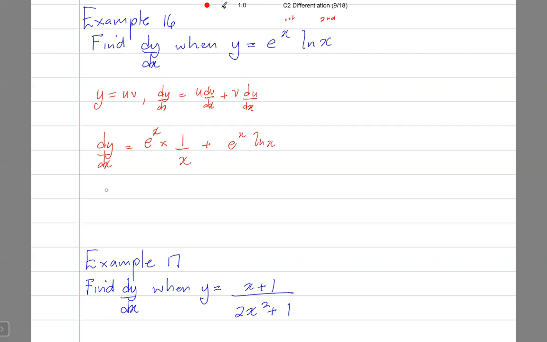All right, so my final answer is that dy by dx would be equal to e to the x over x plus e to the x ln x. If you wish, you could factor out the e to the x and say that this is e to the x, and inside the bracket, you'd have 1 over x plus ln x. All right. So that would be the differential in 16.